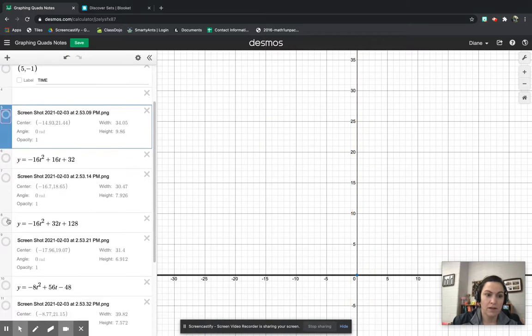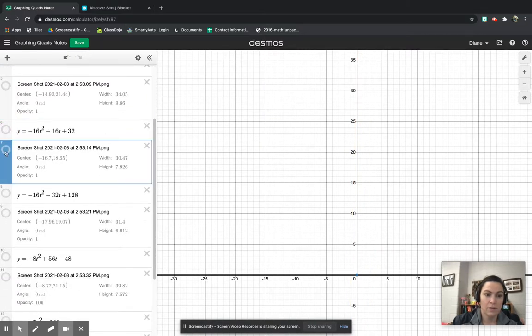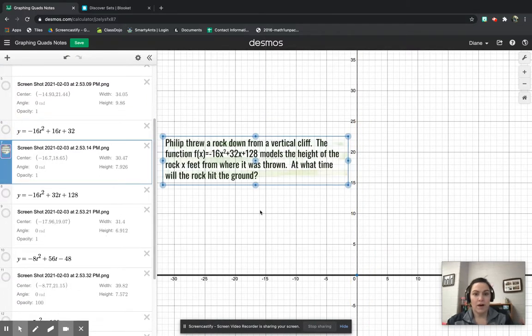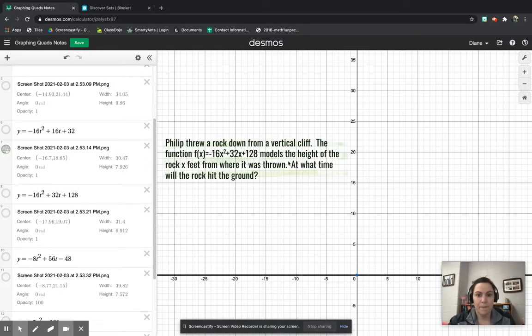All right, let's check the next one. Philip threw a rock from a vertical cliff. The function f of x equals negative 16x squared plus 32x plus 128 models the height of the rock x feet from where it was thrown. At what time will the rock hit the ground? So again, we're talking about time. What time will it hit the ground?